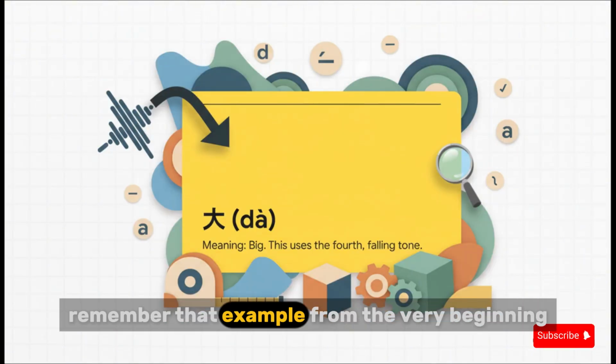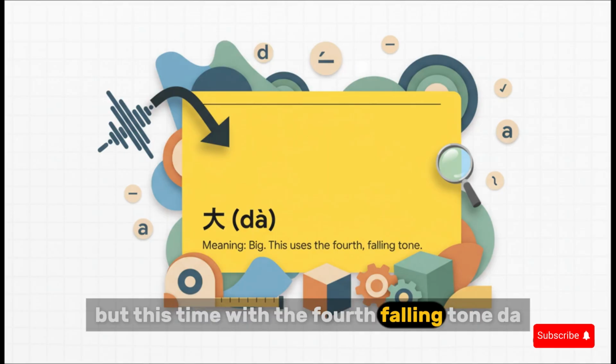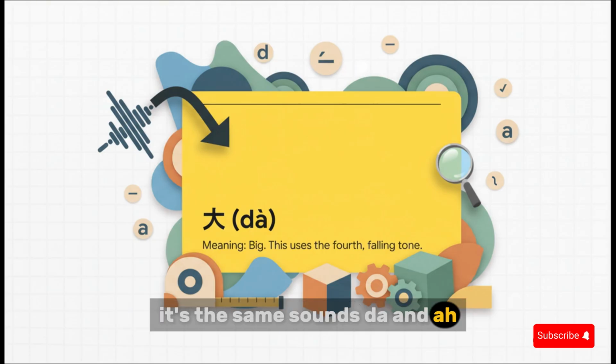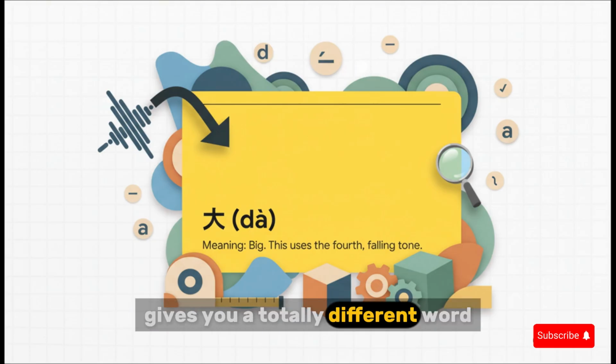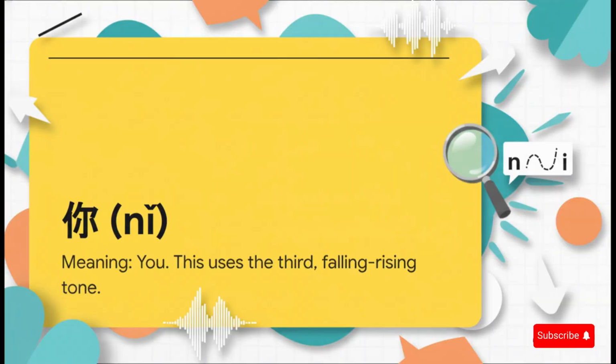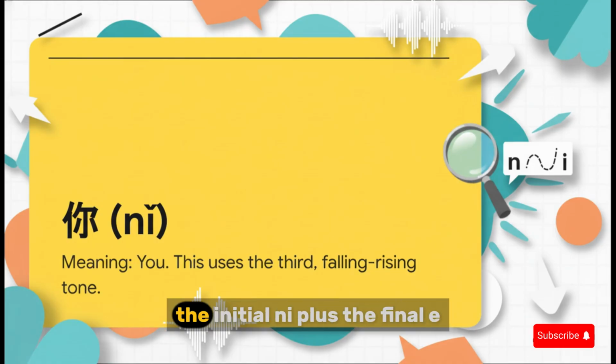Hey, remember that example from the very beginning? Here it is again. The initial d plus the final a, but this time with the fourth falling tone. Dà, and that means big. See how that works? It's the same sounds, d and a, but changing the tone gives you a totally different word. This is why getting the tones right is so important. And here's a really important one you're going to use all the time. The initial n plus the final i with that dipping third tone makes nǐ, and nǐ means you.